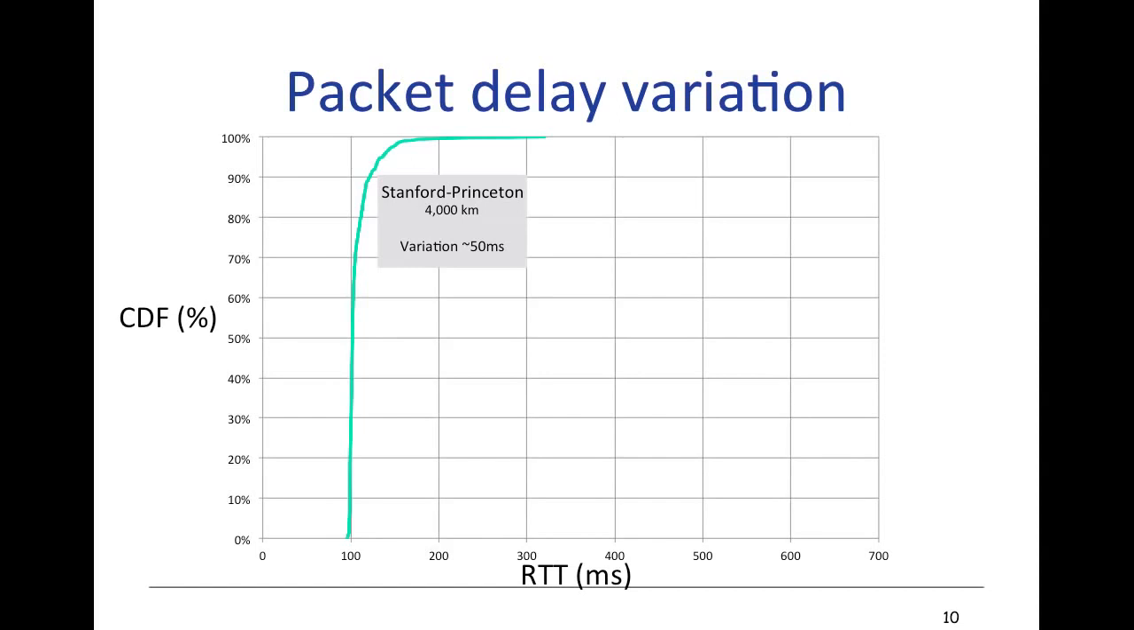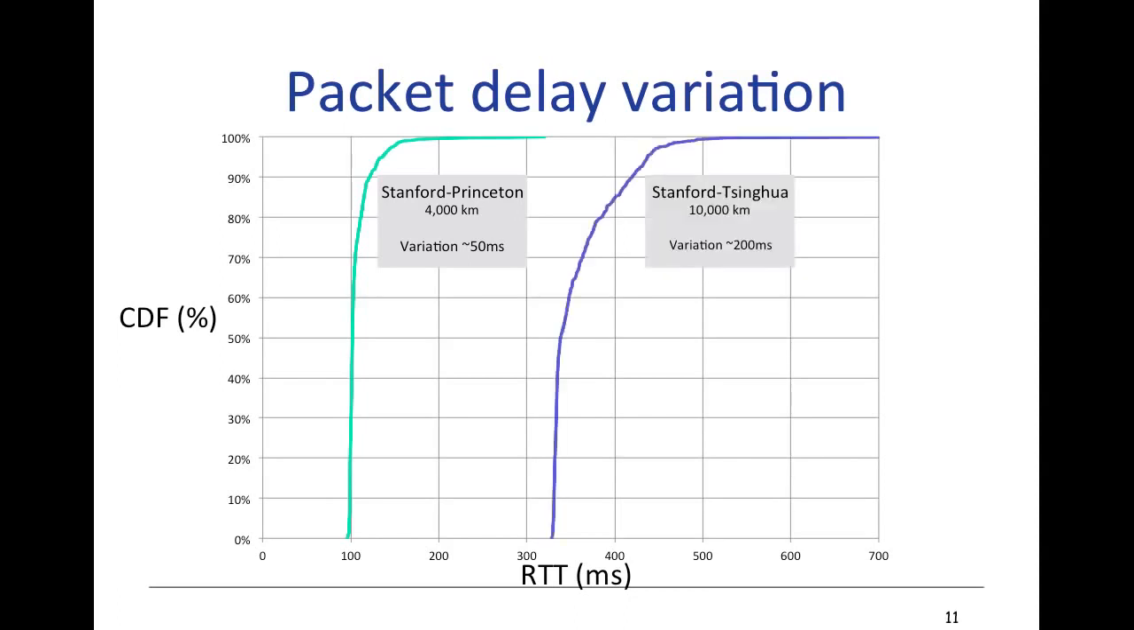So I used ping to measure a few hundred RTT values from my computer at Stanford to Princeton. And as I said earlier, it's about 4,000 kilometers or 2,500 miles away. The graph shows the CDF, that's the cumulative distribution function, for the values that I measured. So 0% means that none of the values were below this value here, which is about 100 milliseconds. And 100% of them were less than, let's say, 300 milliseconds. A little hard to tell on this graph. So this shows the range and also the variation in the values that I measured. The overall variation is about 50 milliseconds, and 90% of the samples fell between 100 and 120 milliseconds.